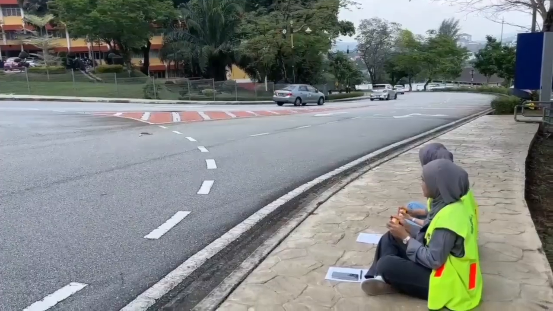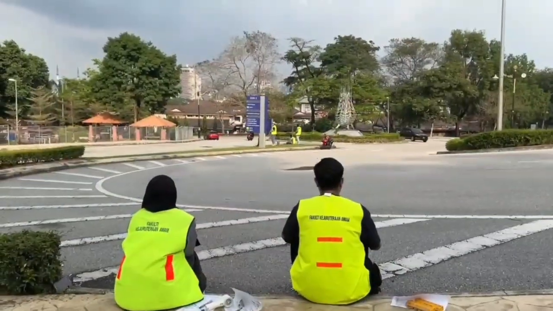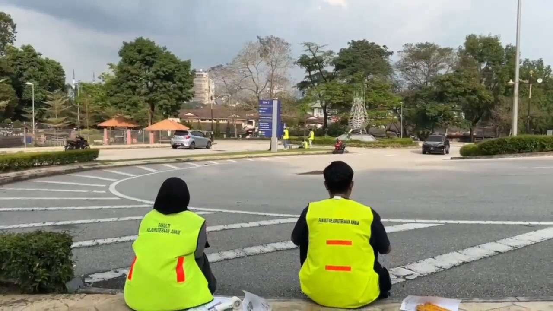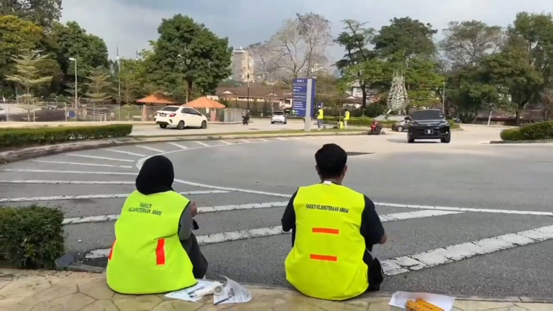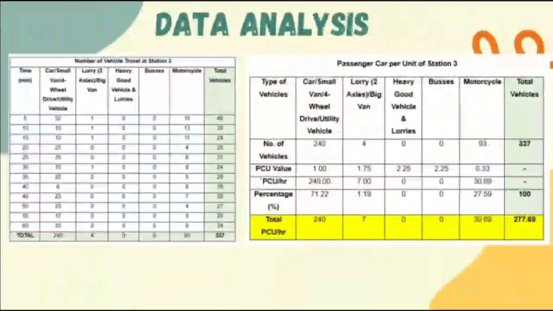After the 60-minute period, summarize the collected data by adding up the vehicle counts. Finally, analyze the collected data to calculate the total traffic volume and identify peak hours. For data analysis, we will record a total of 337 vehicles. To analyze the traffic impact, we use specific roundabout PCU values for each vehicle type.